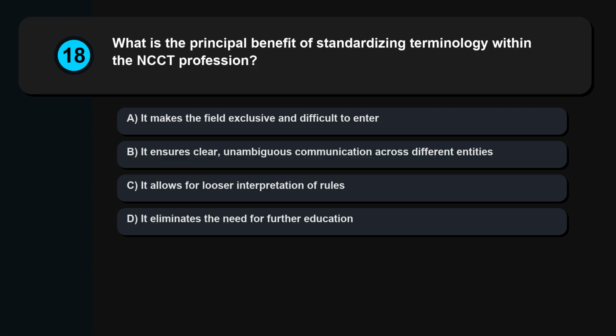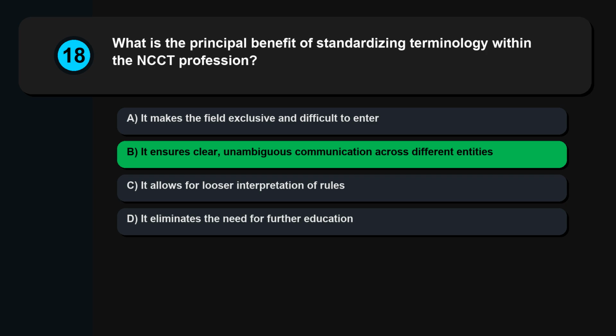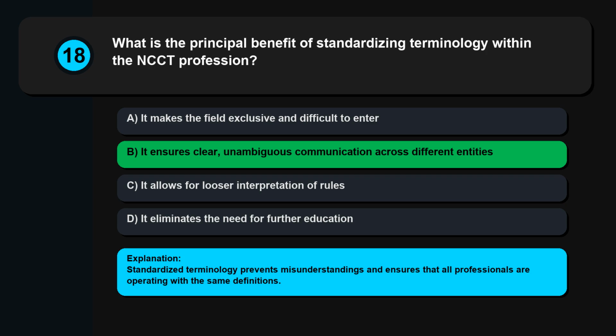Question 18. What is the principal benefit of standardizing terminology within the NCCT profession? It makes the field exclusive and difficult to enter. It ensures clear, unambiguous communication across different entities. It allows for looser interpretation of rules. It eliminates the need for further education. Standardized terminology prevents misunderstandings and ensures that all professionals are operating with the same definitions.